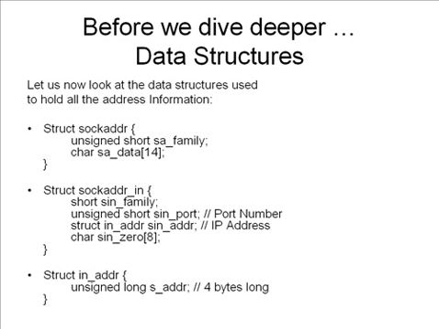Now the SA_DATA is broken up into three sub members, which are SIN_PORT, SIN_ADDR, and SIN_ZERO. The SIN_PORT contains the port number, SIN_ADDR contains the IP address, and SIN_ZERO is just a pad.